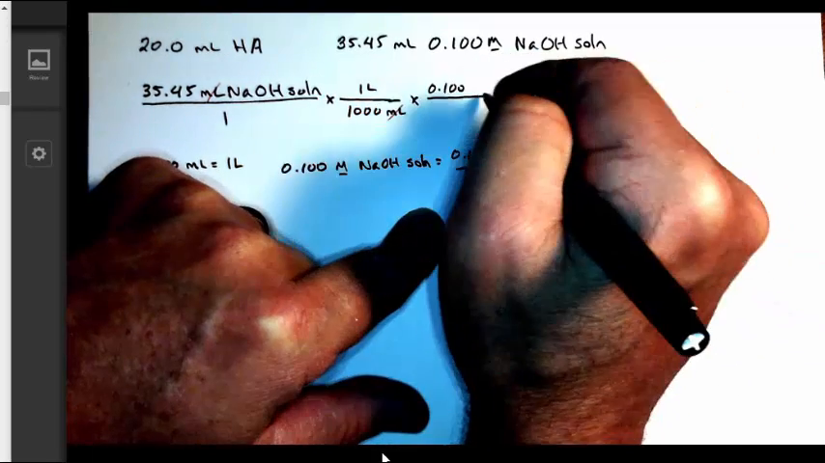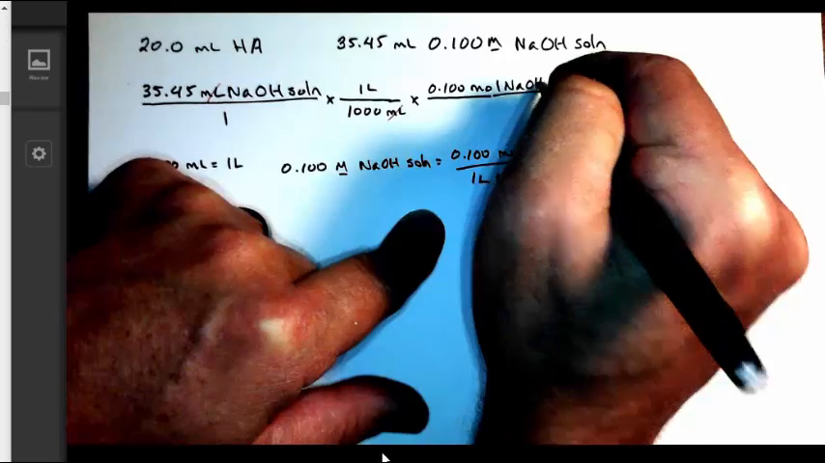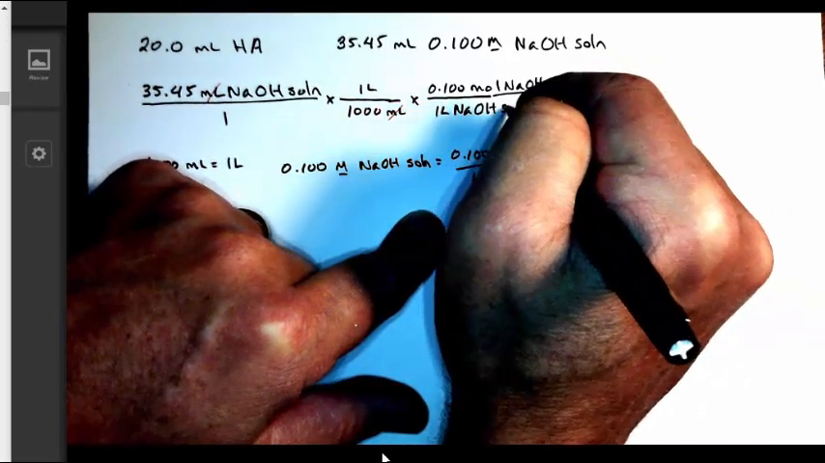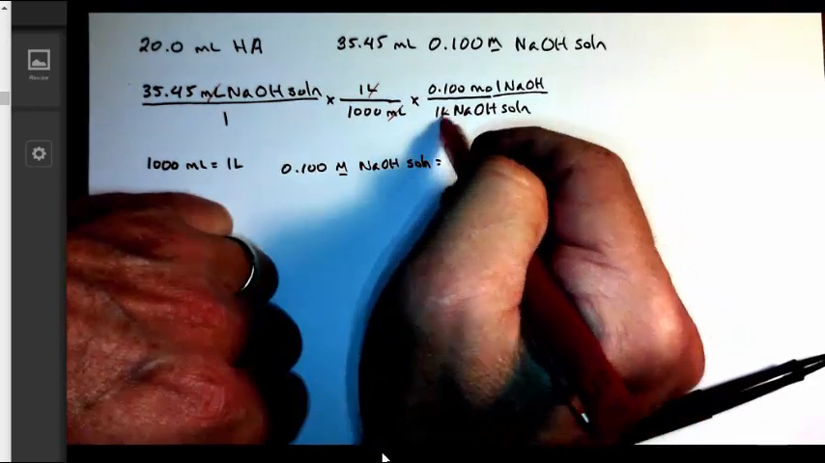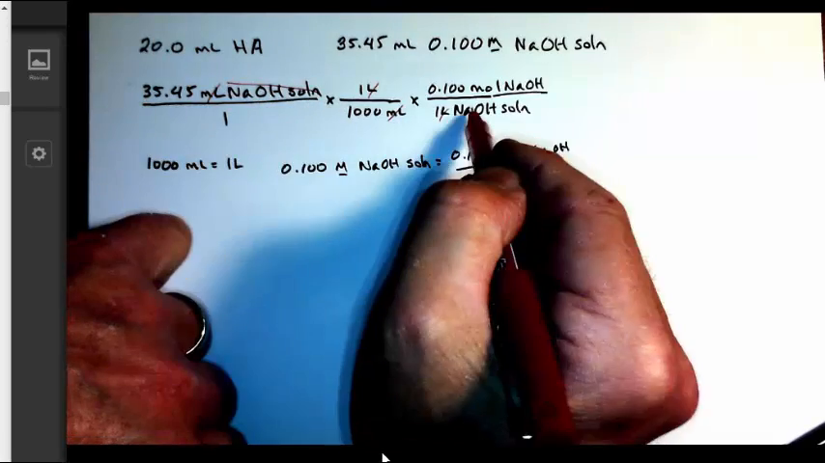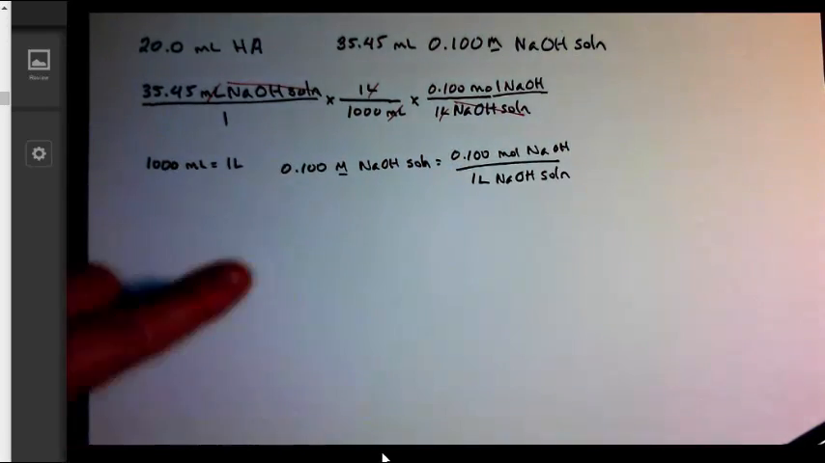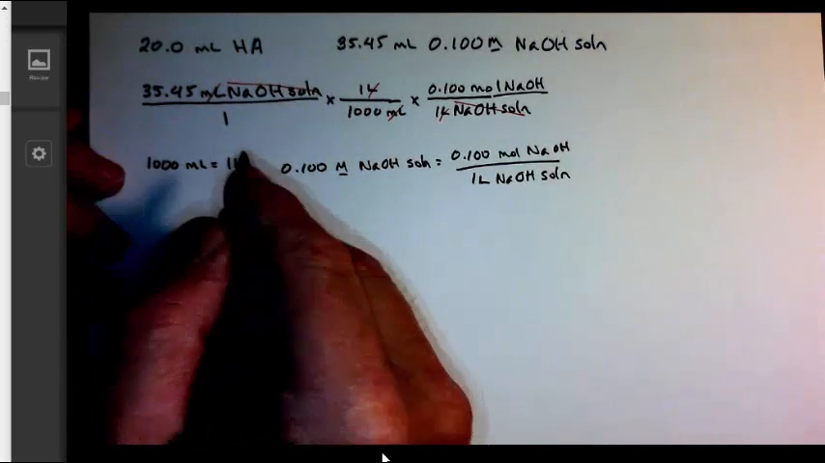0.100 moles of NaOH over 1 liter of NaOH solution, and liters cancel. And so does NaOH solution cancel. So now I've got moles of NaOH. How do I get from moles of NaOH to HA? Well, here's how you do it. You've got to have a balanced equation. We need a molar ratio.